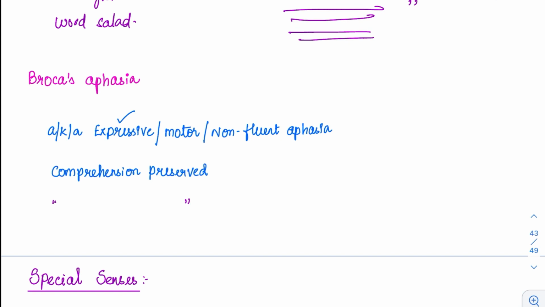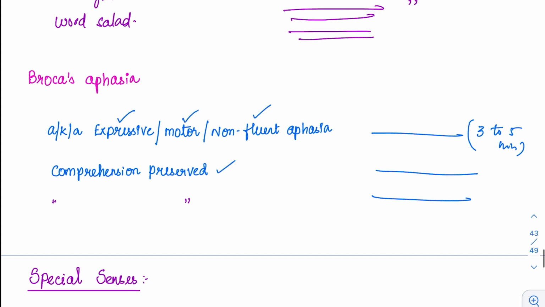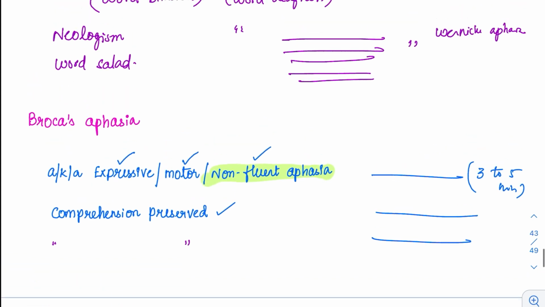my... So he will give a lot of pauses in between his speech. To complete one sentence, he will take around 3 to 5 minutes also, because there will be multiple pauses and gaps in between. But here the understanding will be preserved. So comprehension is preserved. It is expressive, motor or non-fluent, because now the Broca's is gone, he cannot talk fluently. So that is called non-fluent aphasia.